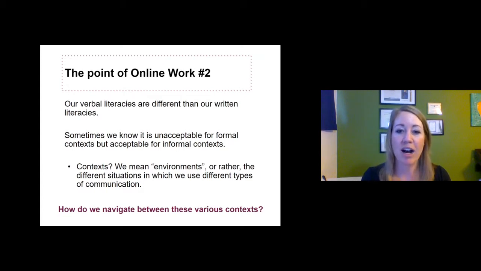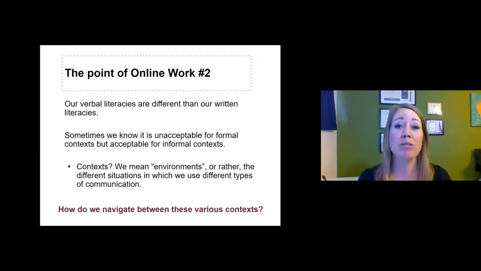So when we say the word context, sometimes we know something is unacceptable for a formal context, but acceptable for informal, meaning some of those things didn't sound like proper English, some of those errors, right? But they would completely work in an informal context with a friend. So we used the example of "she don't know him" as something that might be appropriate in an informal context, like you're just talking with your girlfriends.